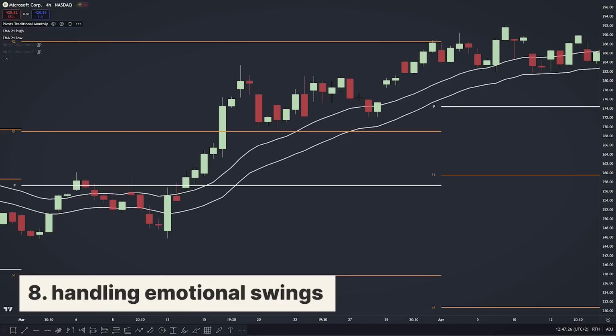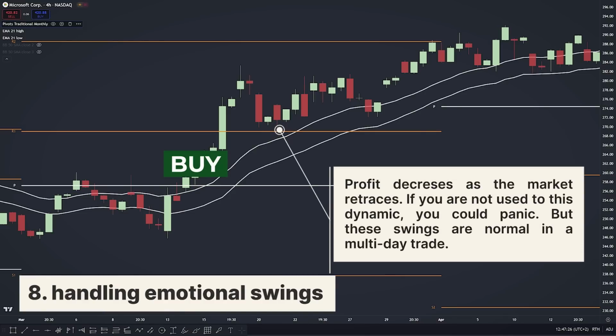Handling emotional swings is another challenge. You might see a position in profit for a few days, and suddenly the market retraces. If you are not used to this dynamic, you could panic, but these swings are normal in a multi-day trade. That is why you trust your pivot or your channel. If it holds, you stay. If price breaks, you exit. Many traders even set alerts so they do not watch every candle. They just get notified if price hits a pivot or breaks a channel.